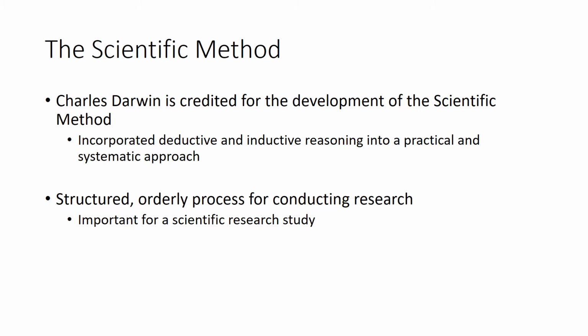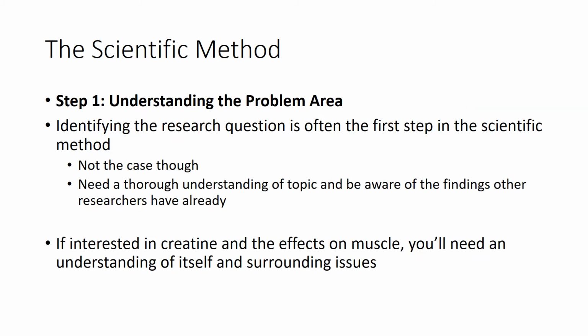This usually follows sequential steps, which we'll outline in further slides ahead. But this method is utilized not only in exercise science, but also in other fields as well. The first step in the scientific method is understanding the problem area. This is to identify the research question. However, to formulate a research question on a certain topic, you must have a thorough understanding of the topic and be aware of the findings other researchers have already published on this topic. Reading the literature will help you with the first step.